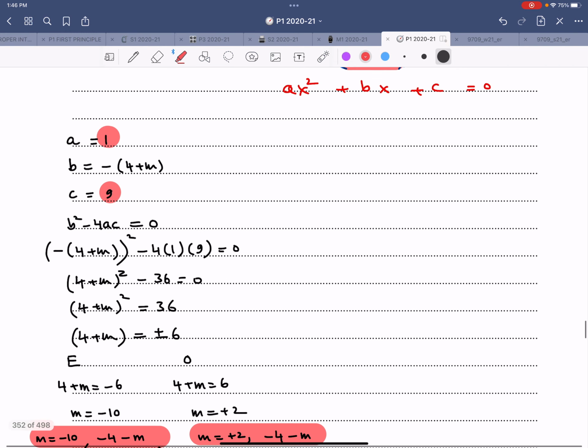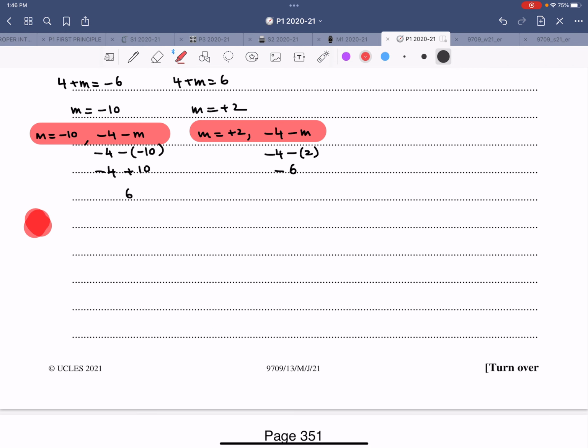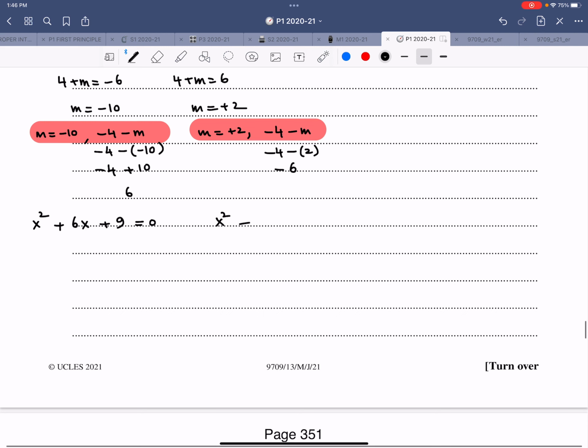So x squared, let me change it into the marker. x squared plus 6x plus 9 equals 0. And x squared minus 6x plus 9 equals 0. These are the two possible equations that we get, either this or this.